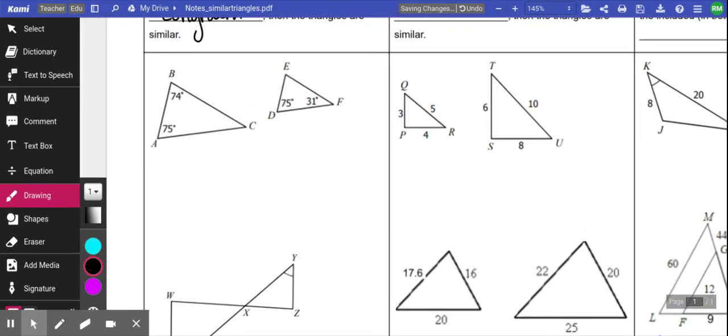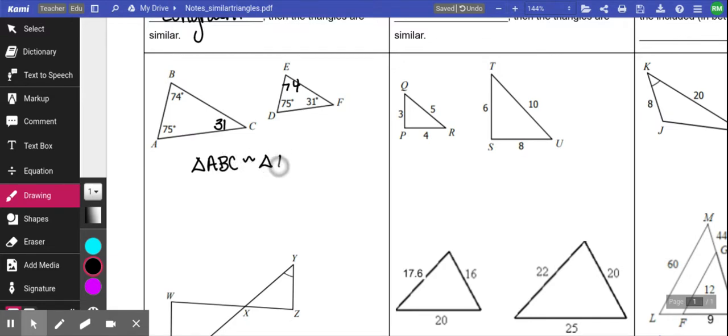So for this example, at first glance, it looks like there aren't two angles that are congruent. But if you do the math, you will see that angle C is 31 degrees, angle E is 74. We actually have all three angles congruent, which makes sense because by definition, similar triangles have all angles congruent. But all we need to know is at least two. If we have two, we can say that they are similar. So we would say that triangle ABC is similar to triangle DEF, and the reason for that is AA similarity.